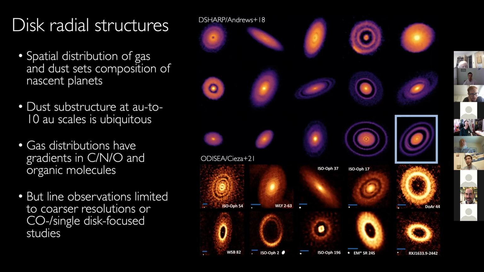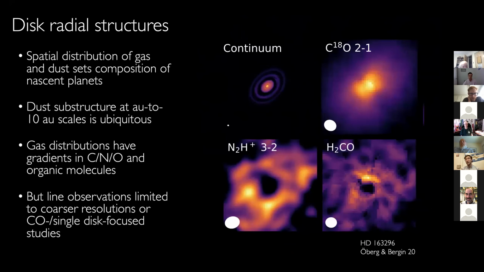To emphasize this point, I'm just going to focus on one disk here, the disk around HD 163296, one of our MAPS targets. Here I'm going to compare the continuum observations in the upper left-hand corner with those of some common molecular tracers, so C18O, N2H+, and formaldehyde. By looking at this, you can see the continuum observations are very well resolved. The beam in the lower left corner is very small. We see a very beautiful image of rings and gaps that you can see pretty much down to the central star. But that's not the case when you look at the molecular line observations.